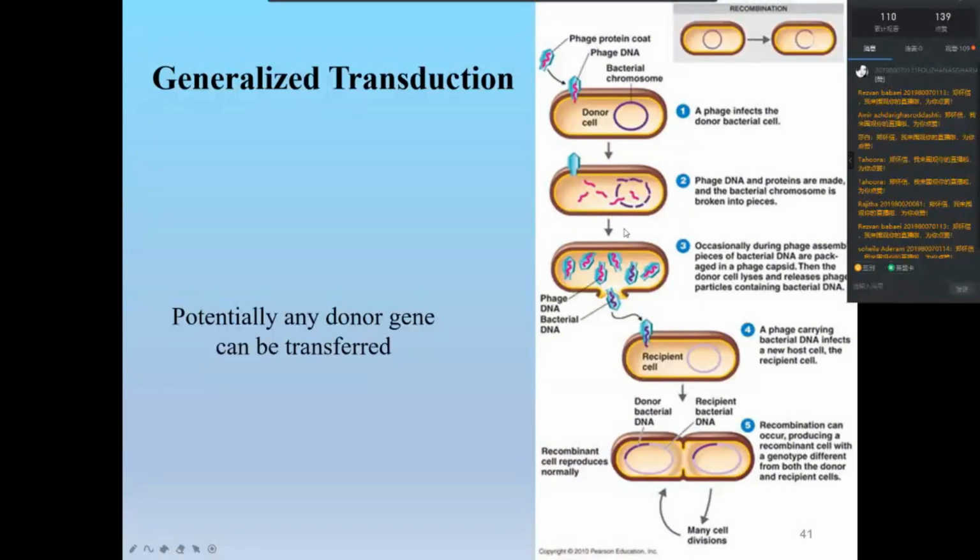Because the packing of the virus particle can pick up any fragment, this packing is random. So potentially any donor DNA, any donor gene, can be transferred. So that's the mechanism. That's the reason why any gene can be transferred. Okay.